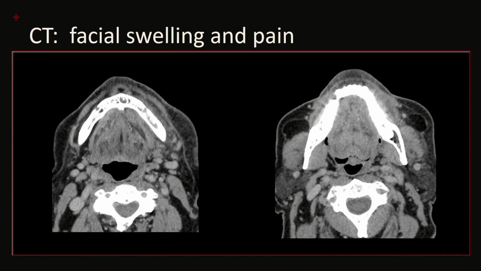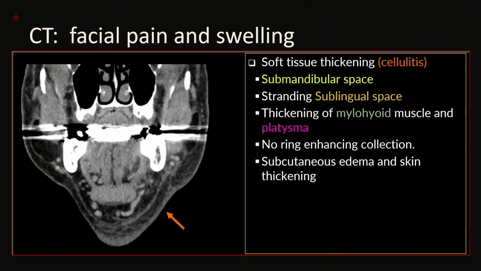So this is a person who came in presenting with facial swelling and pain. And we noticed that over the left mandibular body, there is focal soft tissue thickening. We don't see any rim enhancing collection. And we look at these coronal reformats now to give us more of an idea of what is involved. So we can see that there's definitely some soft tissue thickening in the subcutaneous fat in the skin. And then we want to look at the deeper spaces of the neck.